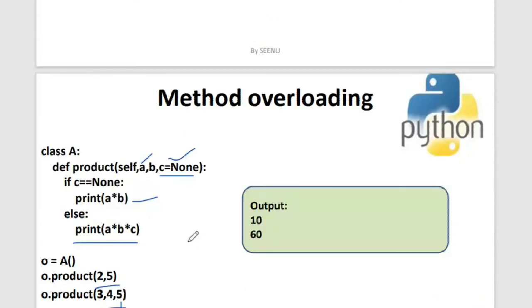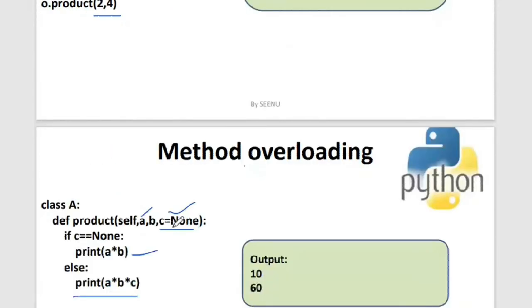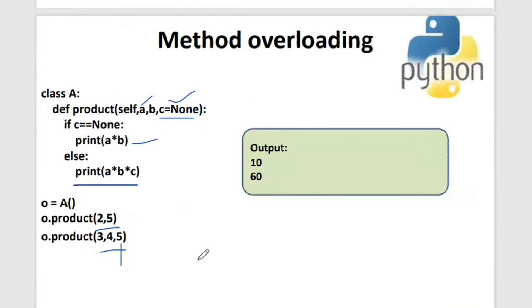Here I'm not having two methods with the same name, but that's the definition of method overloading: you need to have two methods with the same name but with different kinds of arguments. If anybody asks you in an interview for the definition of method overloading, you have to say that two methods having the same name with different method signatures is called method overloading. Here it is the same concept of method overloading, but we are achieving it in a different way because Python does not support it.